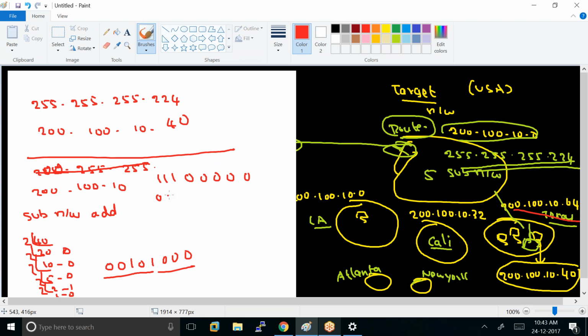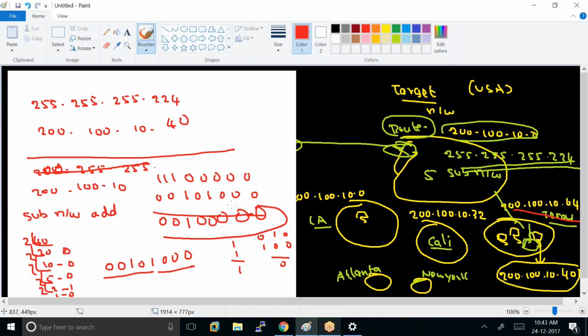To apply this, 00101000 with 11100000. So what will AND do? If both of the things are 1, then it will lead to 1. If 0 1 or 1 0 or 0 0, all are 0. Therefore here we have 01000000. Okay, this is the value. 2 power 0, 2 power 1, 2 power 2, up to 2 power 6. What is 2 power 6? That is 64. Therefore the value is 64. This is the subnetwork address.